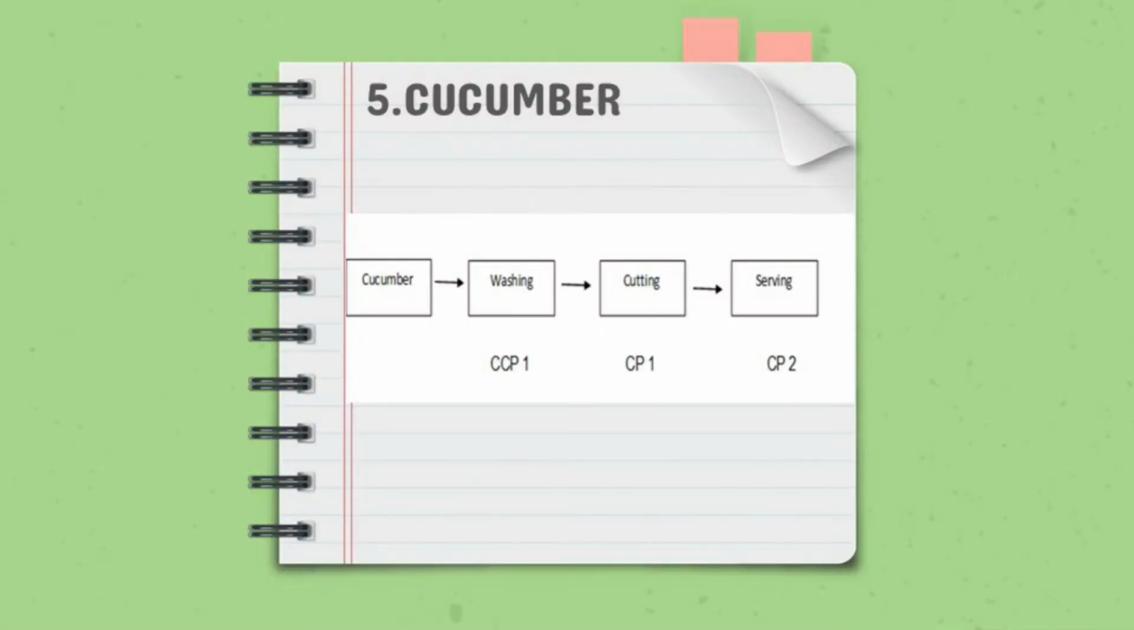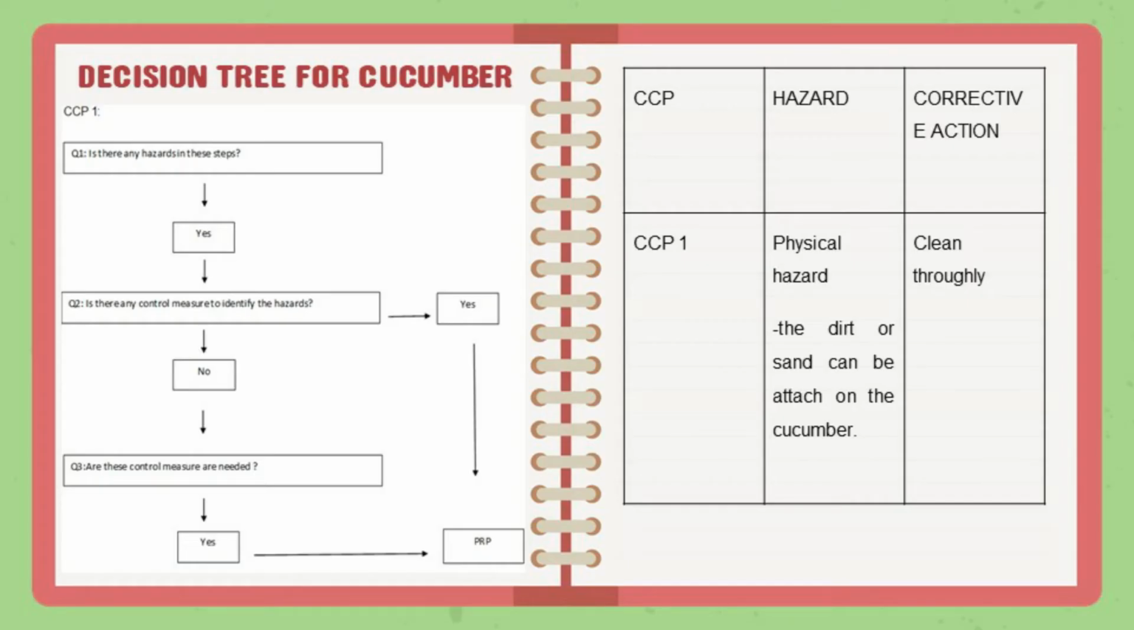Next is cucumber. Cucumber should be washed, cut, and served. The decision tree for the cucumber: washing. Washing should be decided as PRP. And the corrective action for this is that the cucumber needs to be cleaned thoroughly to remove all the dirt.